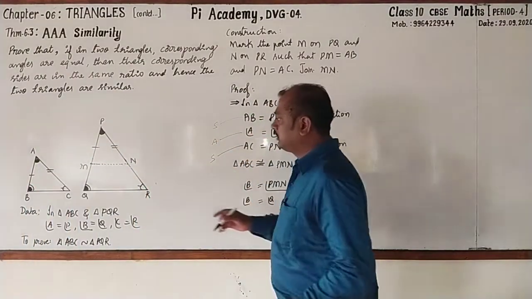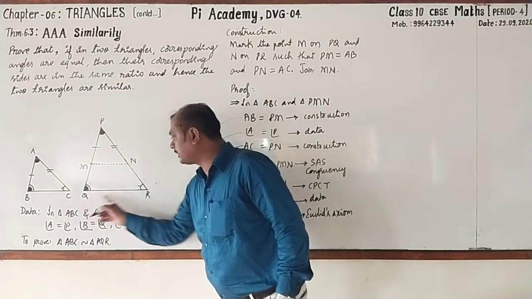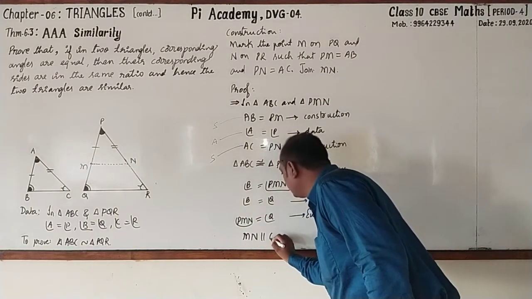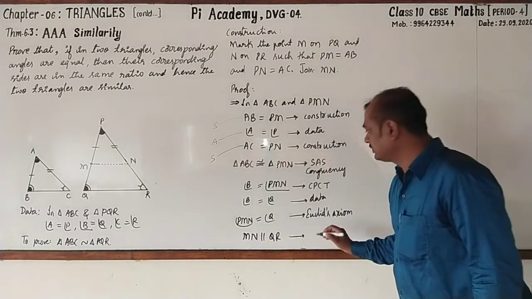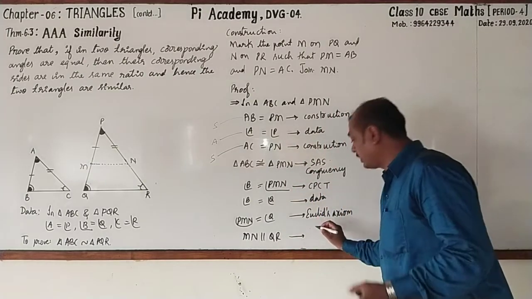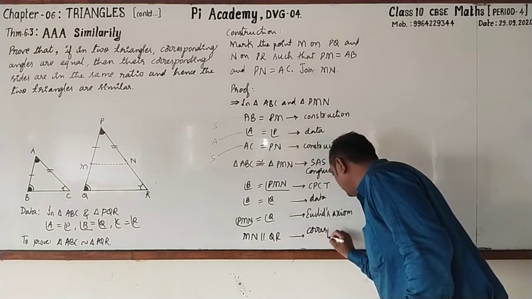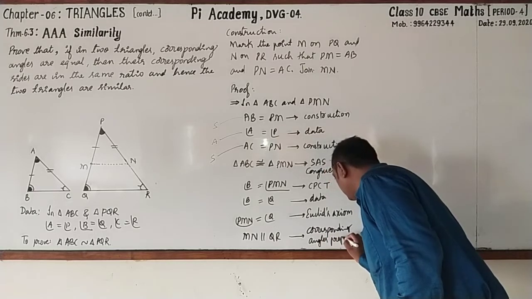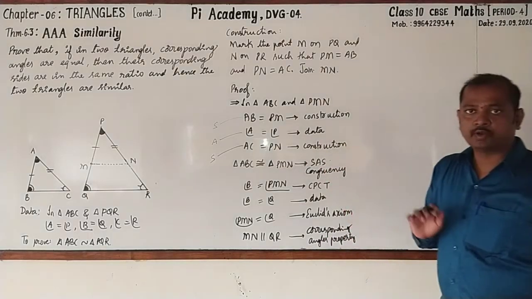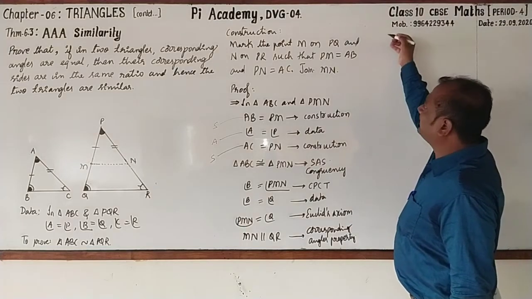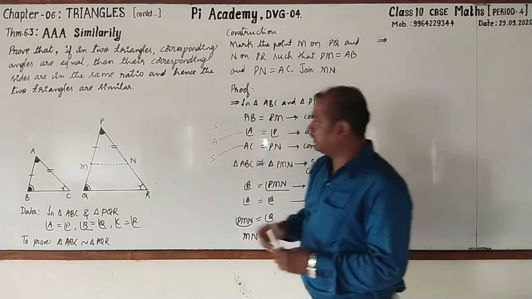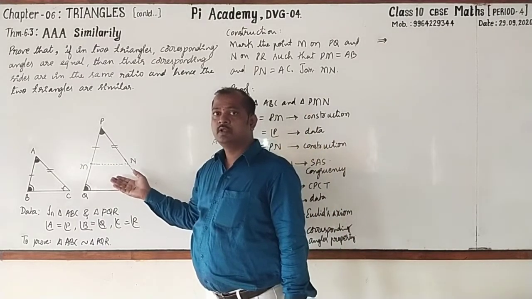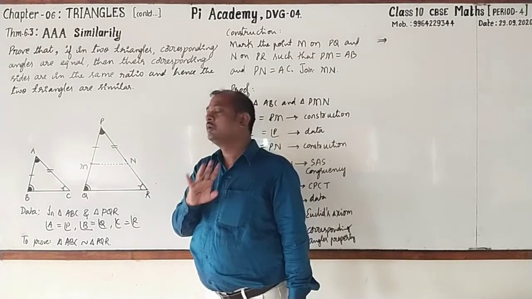Here, shall I write MN parallel to QR? Yes. Here MN is parallel to QR. The reason is corresponding angles property. Followed? Okay. Now, we also know that in any triangle, if a line drawn is parallel to the third side, then it divides the other two sides proportionately. Correct? Okay.